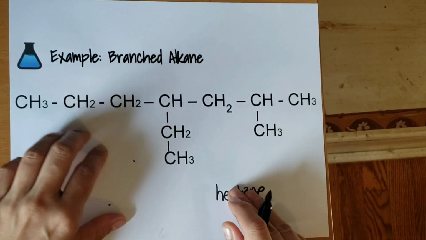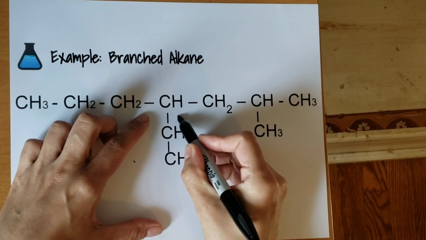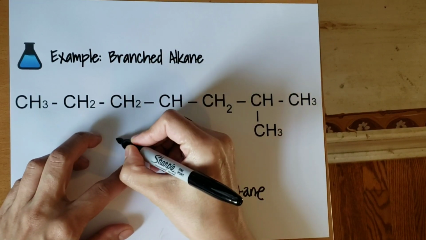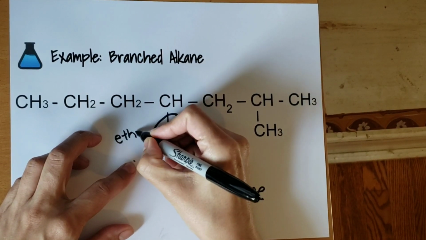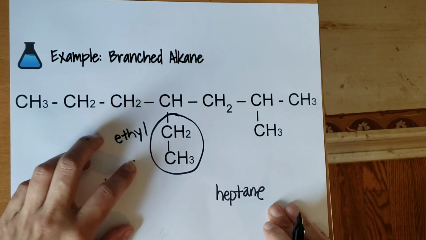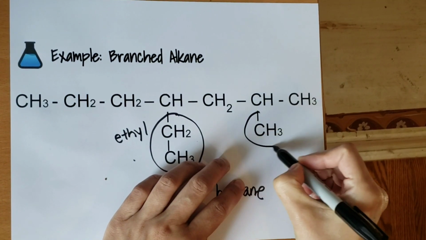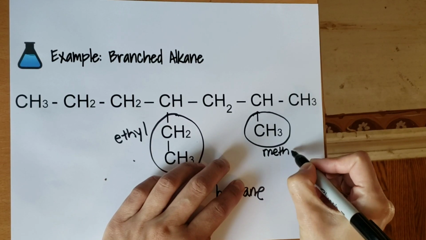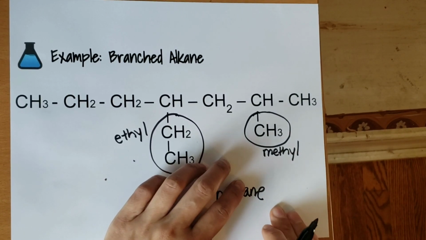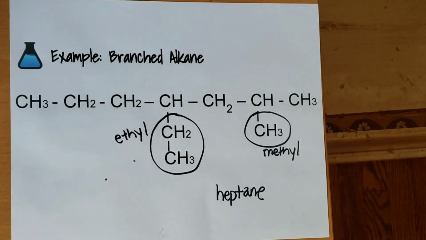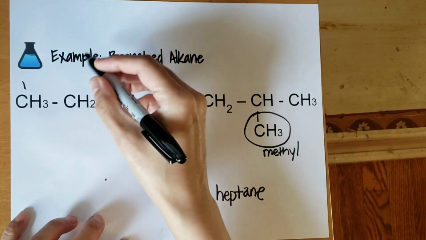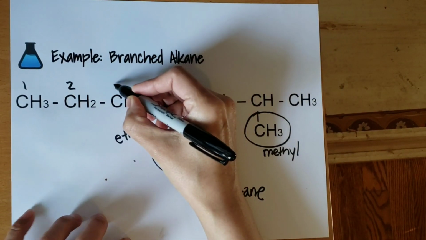And here we have 2 branches. One of the branches is here. This 2-carbon branch will have the prefix eth and then the suffix yl to indicate that it's a branch. And this branch here will have the prefix meth and the suffix yl. So the next thing we'll want to do is to number our carbon chain from left to right and right to left to see which gives us the lower number locations.